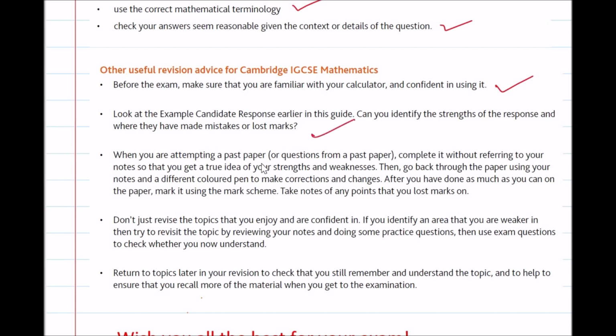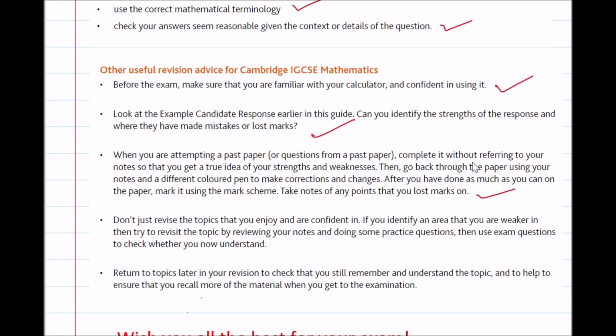When you are attempting a question from a past paper, complete it without referring to your notes so that you get a true idea of your strengths and weaknesses. Then go back through the paper using your notes and a different colored pen to make corrections and changes. After you have done as much as you can on the paper, mark it using the mark scheme. Take notes of any points that you lost marks on.